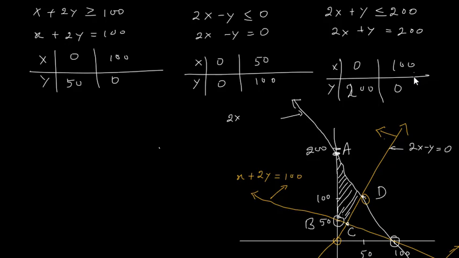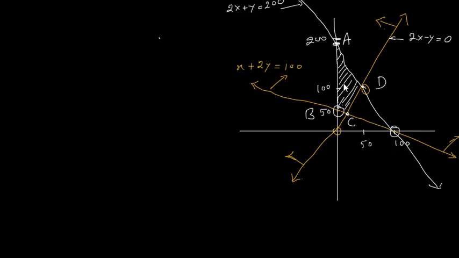2x plus y is equal to 200. Now I have to find the coordinates of point B, point C and D, okay, before we proceed further. So I will say that to locate or to find the coordinate of point B, we solve.